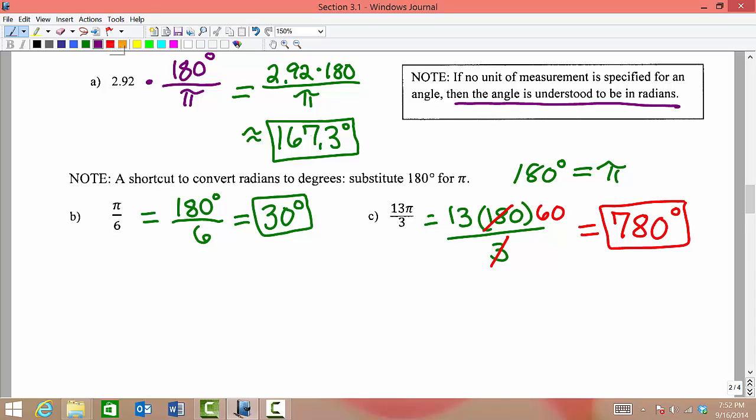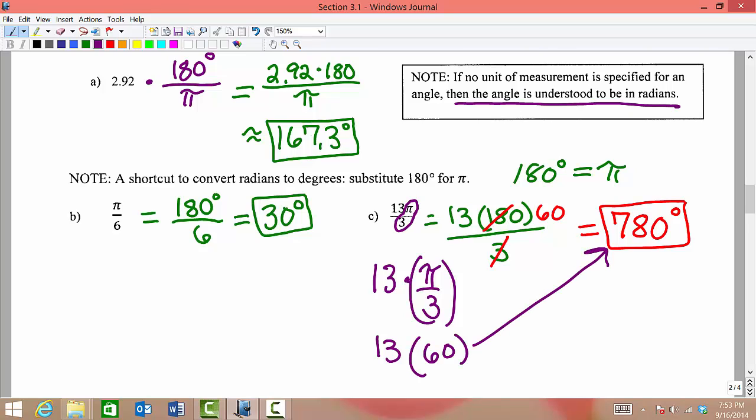Another way that we could look at this as well is we could take pi divided by 3, and we could write this as 13 times pi divided by 3. And those would be exactly the same thing, exactly the same values, because I do multiply across, we would get 13 pi divided by 3. But we know that 180 is the same thing as pi, so pi divided by 3 would be 180 divided by 3, which would be 60. So we could do 13 times 60, which would give us the same answer as 780 degrees.